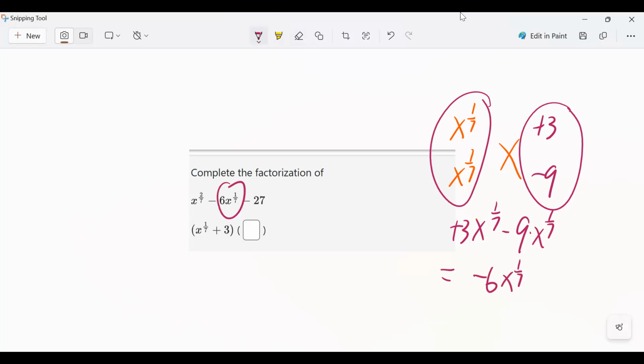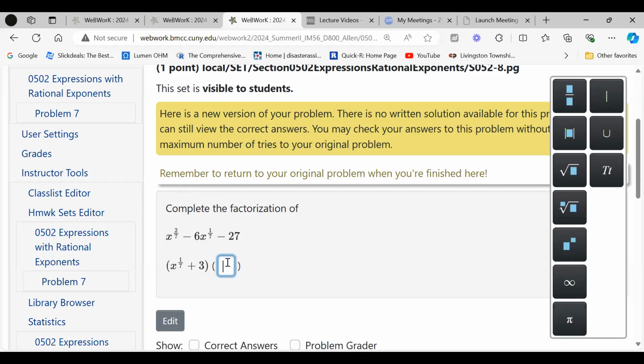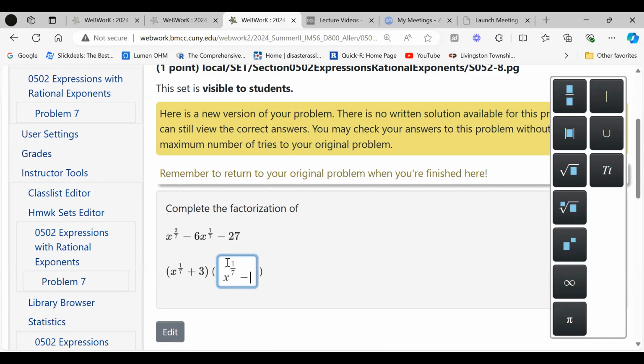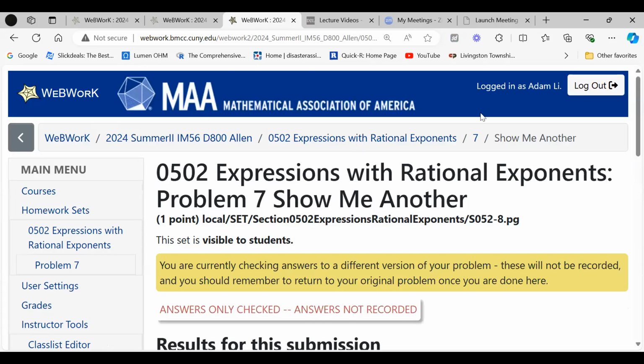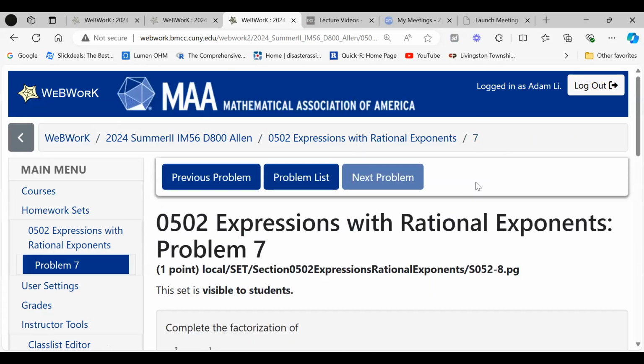So we have all 3 terms. Now we just split it into 2 different factors: x to the 1/7 plus 3, and x to the 1/7 minus 9 as the second factor. Any questions about this? No? Okay. So x to the 1/7 and minus 9. Good. I think we finished this section as well.